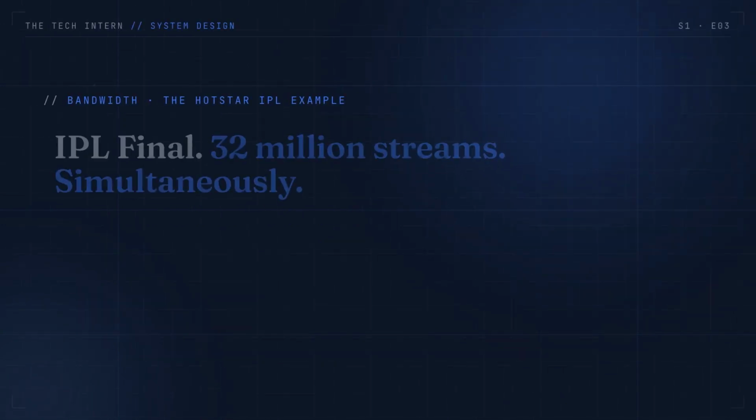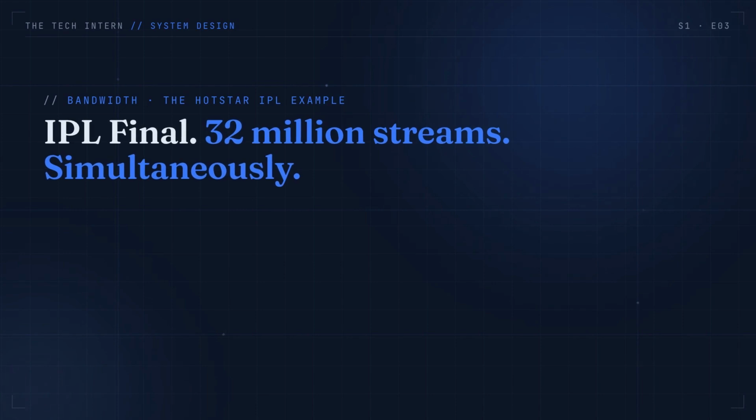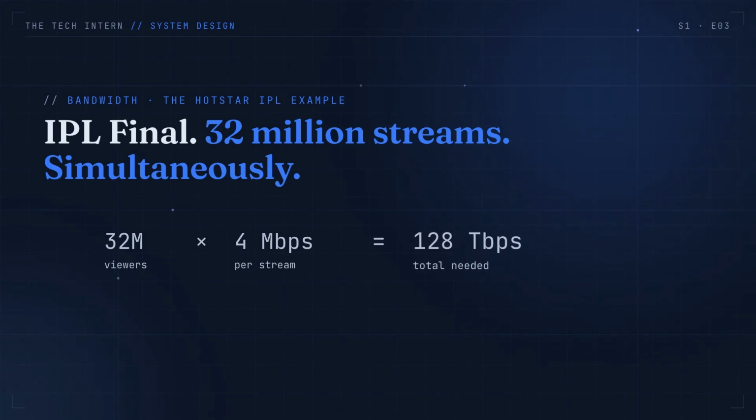Let me give you a real-world example of bandwidth at scale, because the numbers are genuinely wild. The IPL final on Hotstar in 2023, 32 million concurrent streams at its peak. Each stream needs roughly 4 megabits per second of bandwidth. That's 128 terabits per second of total bandwidth that has to flow from servers to every viewer's screen simultaneously.